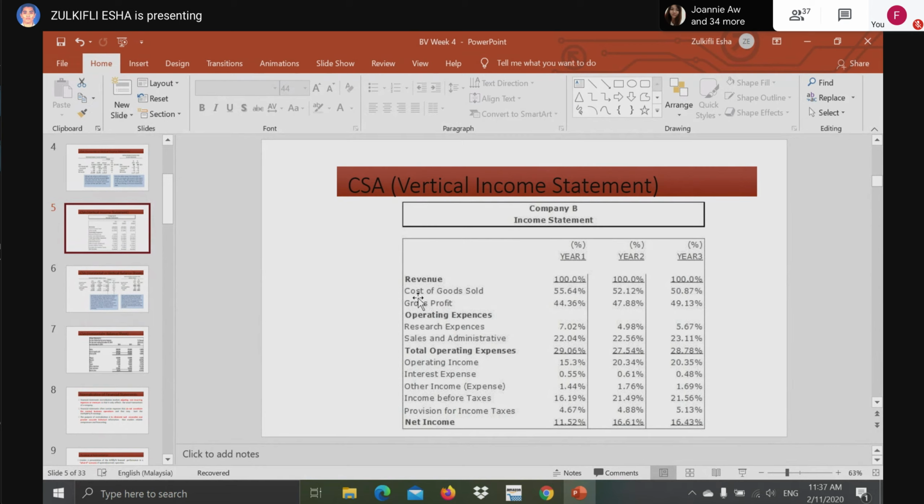Figure for revenues, for cost of goods sold, for gross profit. So this is figures for operating expenses. This is figure for total operating expenses. This is figures for other type of expenses. Then you will get your income statement. So when you total up all these figures, it has to be 100%. Like this one, 55.64 plus 44.36, you will get 100%. And then when you add all these figures, you should be able to get 100%.